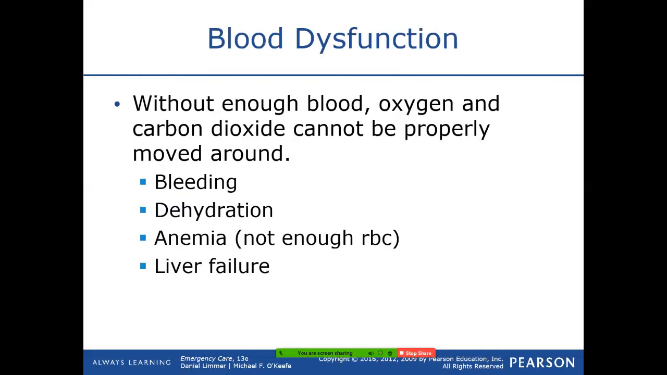Without enough blood, oxygen and carbon dioxide cannot be properly moved around. So if somebody bleeds out, they're not getting enough oxygen throughout their body. If they're dehydrated, again, we were talking about the water balance earlier, it's very important to maintain that water balance. Anemia is another condition where you don't have enough red blood cells, or liver failure. This can mess with your whole blood circulation system, and your oxygen and carbon dioxide are not getting transported around your body as well as they're supposed to.